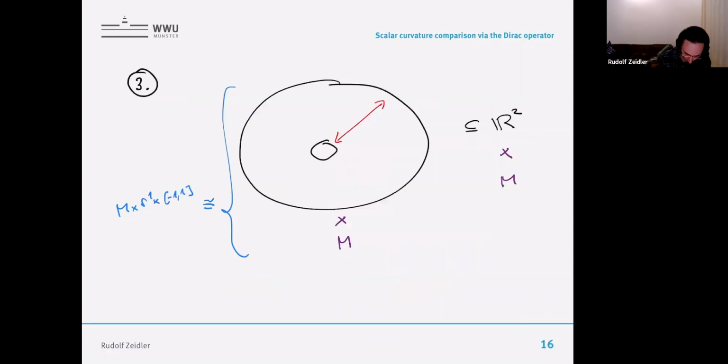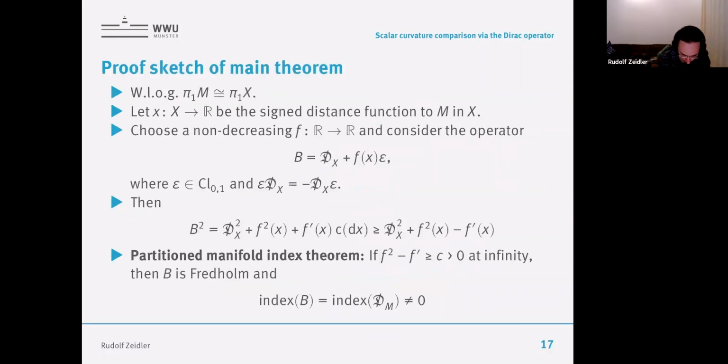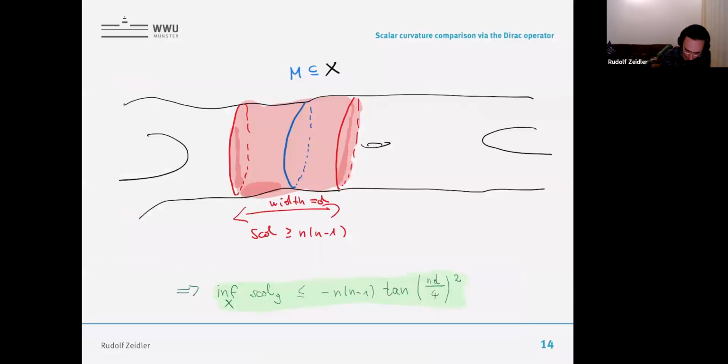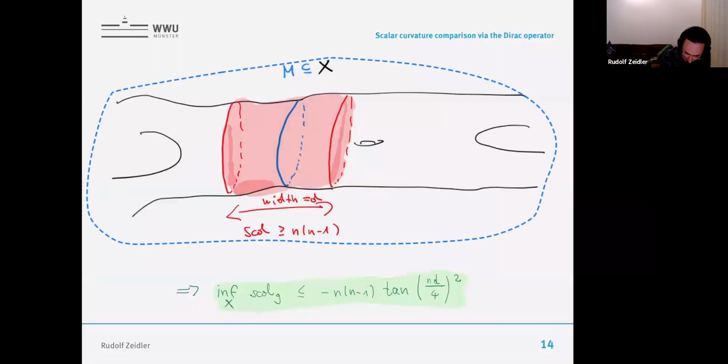So how do we do this? First of all, we can assume without loss of generality that the fundamental groups are actually the same, by passing to some covering of X. Maybe so that you see what's happening.